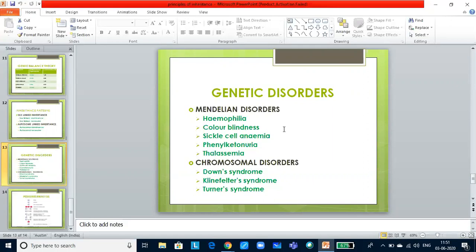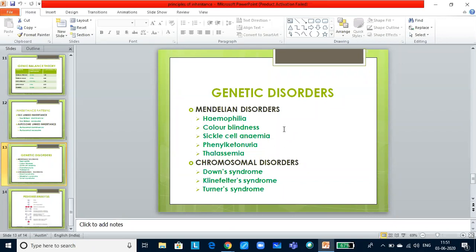Now let us look at the chromosomal disorders. You had Down syndrome, Klinefelter syndrome, and Turner syndrome. In Down syndrome, there is the presence of an additional copy of chromosome number 21, which we also call trisomy of 21. The affected individual will be short stature with small round head, furrowed tongue, and partially open mouth.